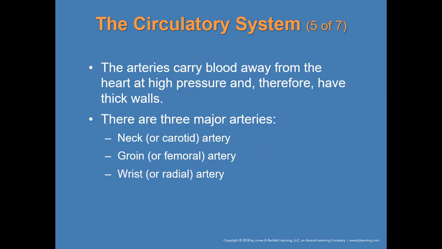All right. So the arteries in your body, they carry blood away from the heart. The best way to remember that is they both start with A. Okay. So they're going to have the thicker walls. All right. So three of your major arteries are going to be your neck, your groin, your wrist. All right. And they're going to be called your carotid, your femoral, or your radial artery.